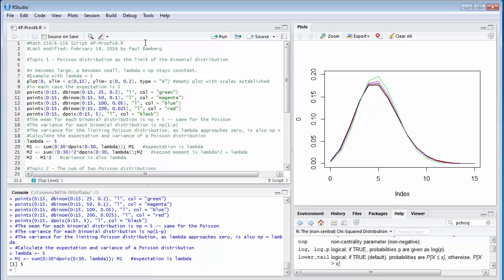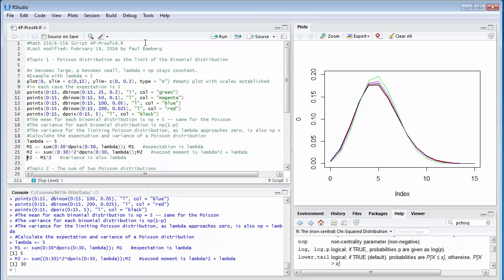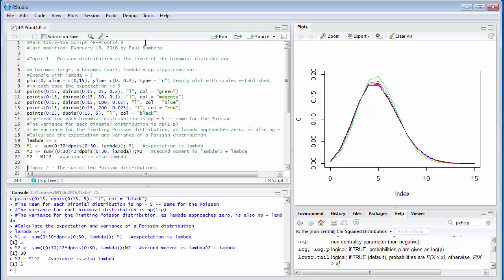To get the second moment, I square the value 0 through 30 and multiply by the Poisson distribution density function. I get 30, but that's not the variance. The variance is the second moment minus the square of the first moment, and it comes out equal to 5, which was proved to be true in general.